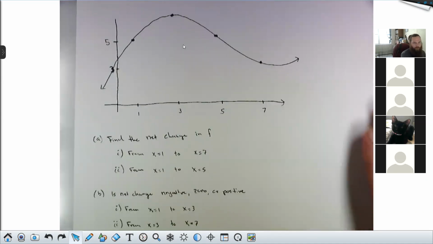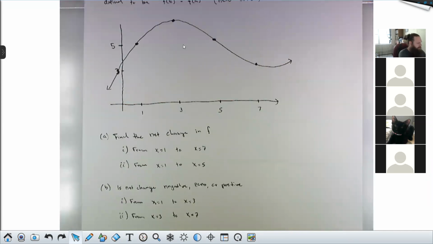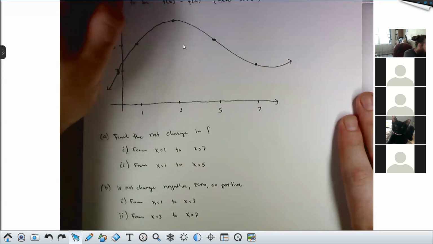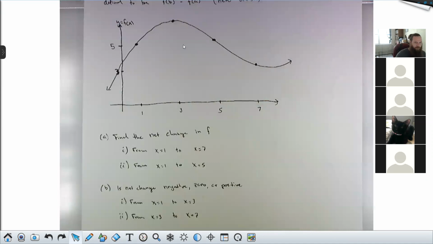All right, so here's what we want to do. We want to look at this graph and answer these questions about net change, the function I graphed here, y equals f of x. All right. So just for fun, what is f of 1? Five. Very good. F of 1 is 5. If you want to know what f of 1 is, you come over to 1 on the x-axis, and then you go up to the graph, and you find the y value at that point. So f of 1 is 5. F of 7 would be 3, and so on.